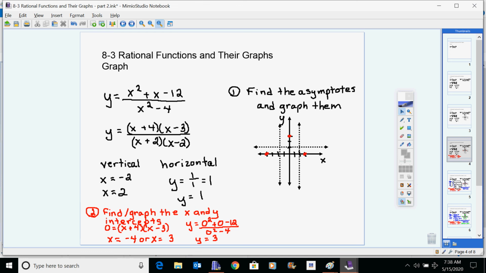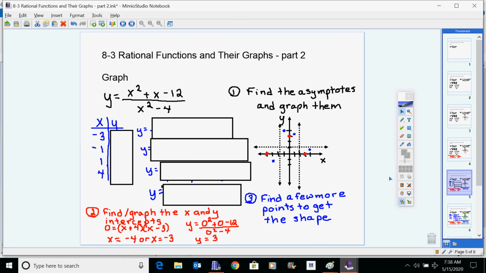What we then need to do is fill in some other points. Find a few more points, because you want to get an idea of what the general shape is. Sometimes this middle one can go down this way, so you have to make sure you're getting what the graph really looks like. So pick some numbers near the ones you found. For example, this is at -4. If we plug in -3 and do that calculation, we get -1 1/5. And we can plot that point.